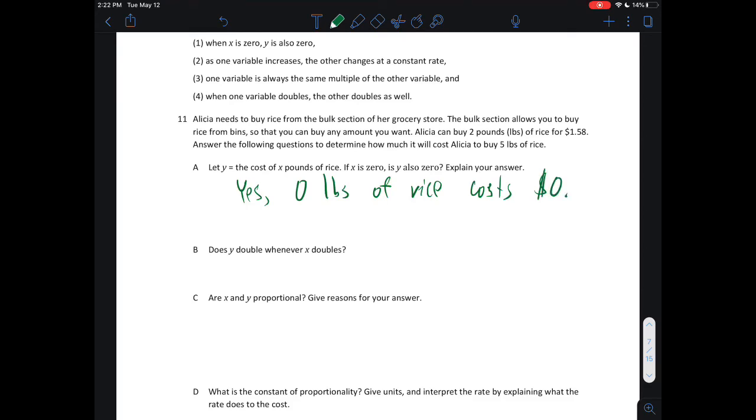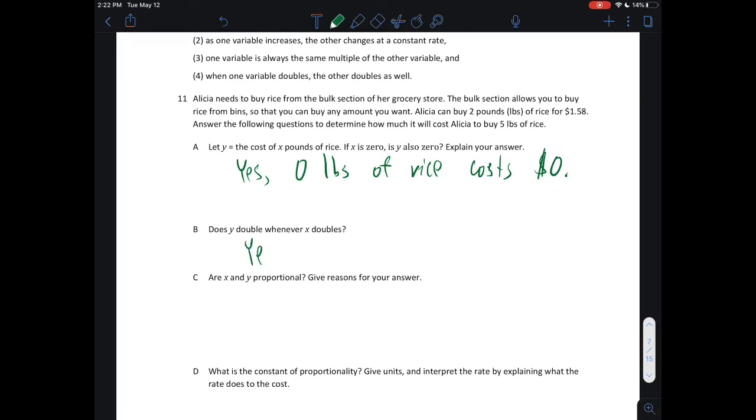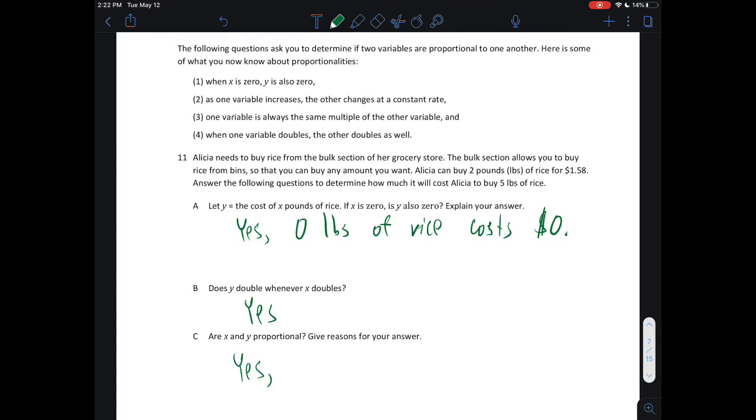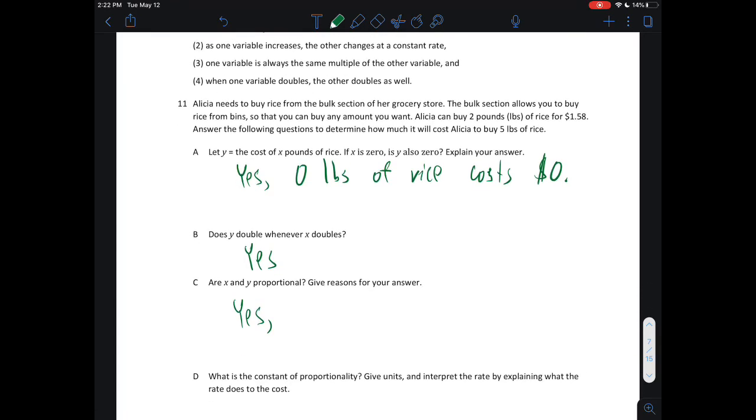Part B, does y double whenever x doubles? Yes. That's how buying things works. If you buy 2 pounds and it costs $1.58, buying 4 pounds would just be twice as much. Are x and y proportional? Yes. Part A and B are part of the reasons why it's a proportionality. So it matches what we wrote above. So it matches our descriptions.